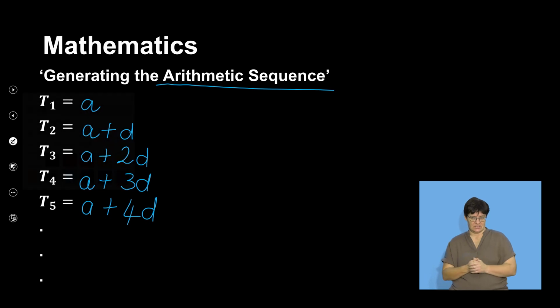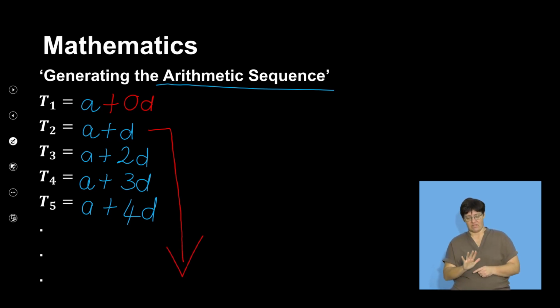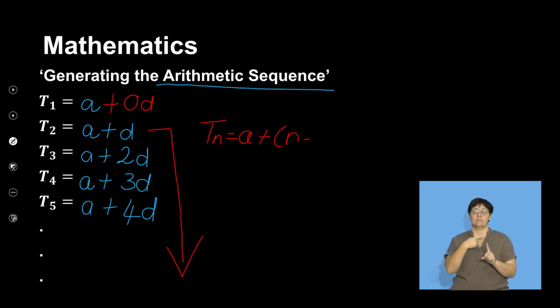So we can see that if we link it back to term 1, there were no differences added for term 1. Then moving down, I added 1 difference, then 2 differences, then 3 differences, then 4 differences, and this pattern will continue going on. So that's why I can say that the general term is equal to A plus n minus 1 D. So for term 4, we added 3 differences. For term 5, we added 4 differences. For term 3, we added 2 differences.